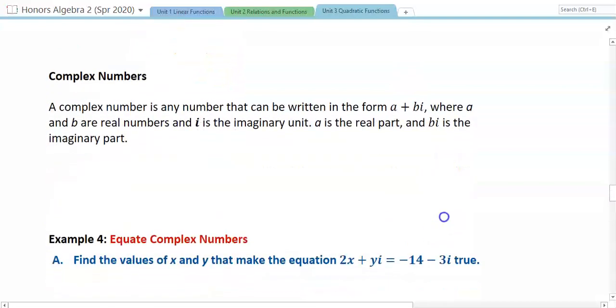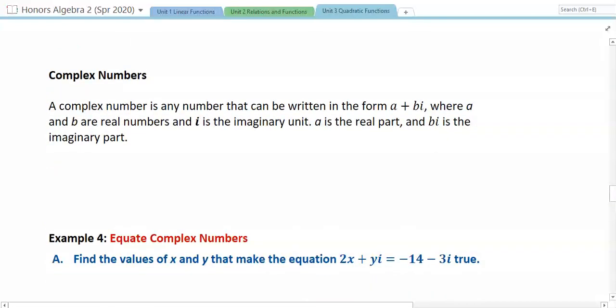So, complex number. What is a complex number? This is the second part of our standard. A complex number is any number written in the form a plus bi, where a and b, so these individual parts here, are real numbers, and i is the imaginary unit.